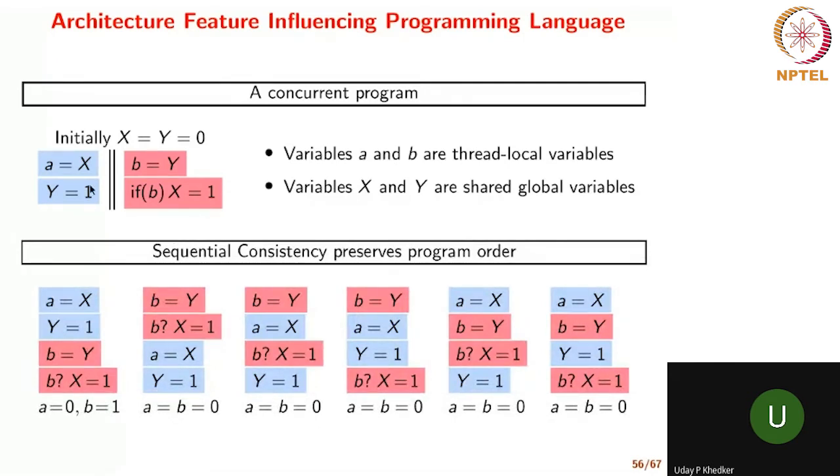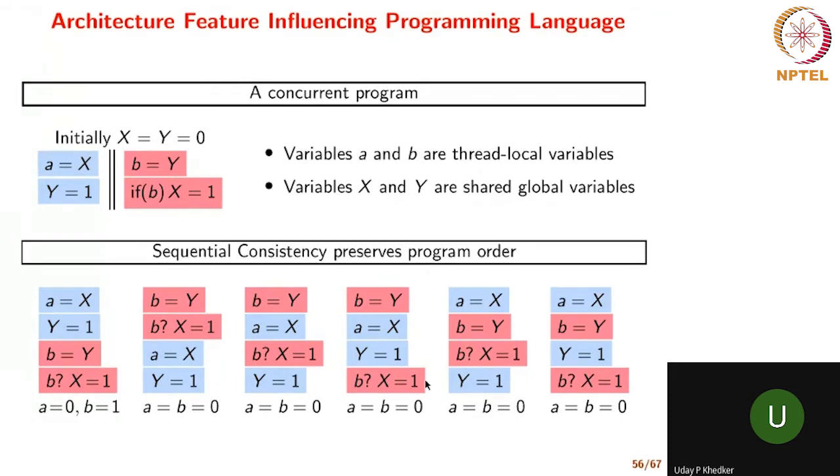Sequential consistency says that because there are threads running, I do not know the dependence across the threads. So you have 1, 2, 3, 4, 5, 6 — there are 6 interleavings that I have listed here. The underlying property of each of these is that the sequentiality of statements within a thread is preserved. So you always have a equal to x executing before y equal to 1, and similarly you always have b equal to y executing before x equal to 1. So the sequence within a thread is preserved, and it's called program order.